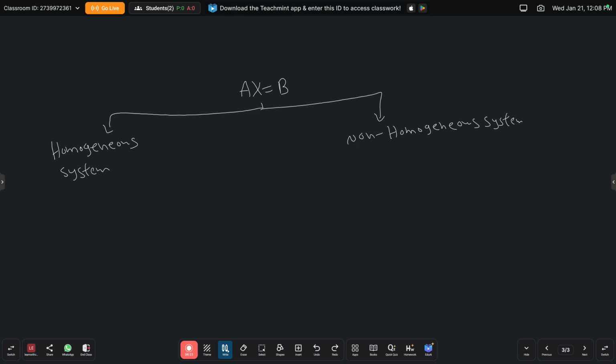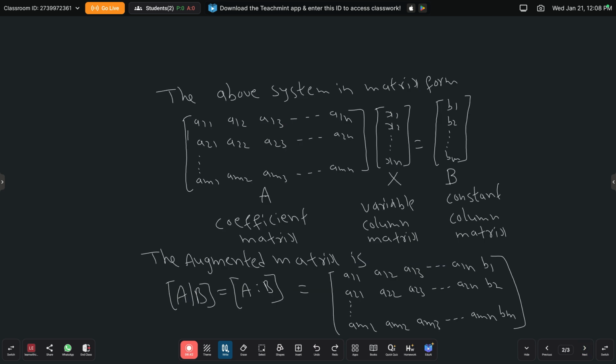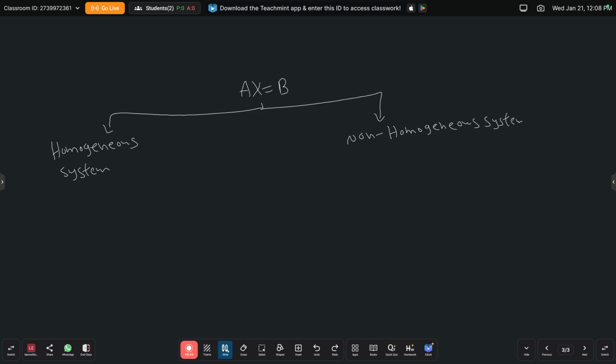So look at the system of equations. If all the elements on the right hand side are 0, that means b1 is 0, b2 is 0, b3 is 0, and so on, bm is 0, then we call the system a homogeneous system. So in this homogeneous system, AX is equal to 0. So the right hand side column matrix is a 0 column matrix. So AX is equal to 0.